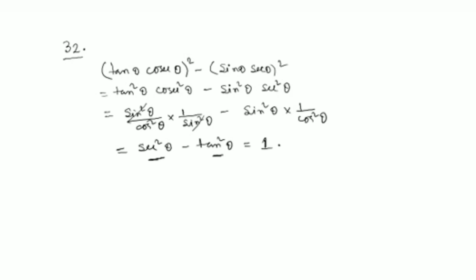Okay. So now we'll solve problem number 33. The perimeters of two similar triangles are 26 and 39 centimeter.